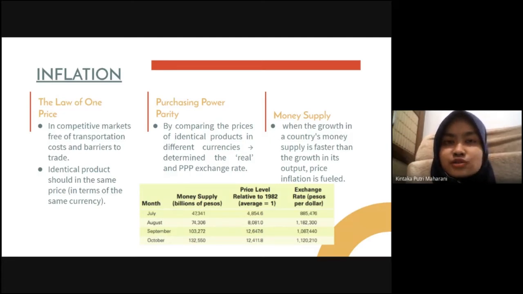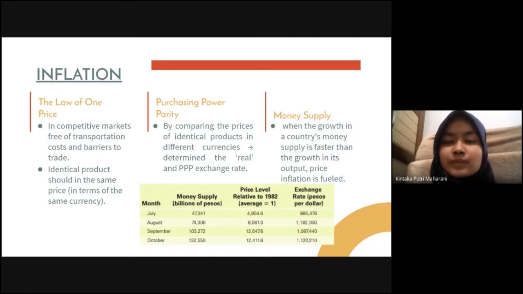The less extreme version of triple P theory is, given relatively efficient markets, the price of a basket of goods should be roughly equivalent in each country. And then triple P theory predicts that the dollar per rupiah exchange rate should be equivalent to the price in dollars per price in rupiah.